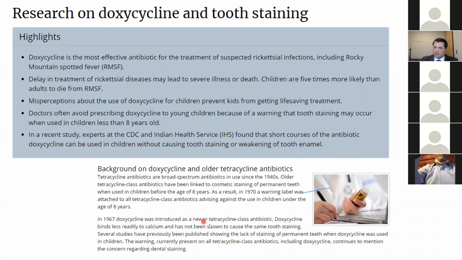And because everybody is taught this in their training of not using doxycycline in children, it prevents children from getting the doxycycline when they need it. And so doxycycline was introduced later, but the warning carried over to doxycycline, right? So it wasn't shown to happen with doxycycline. It was essentially just the class of antibiotics, the tetracycline class.